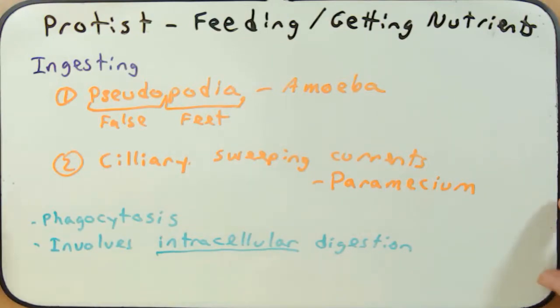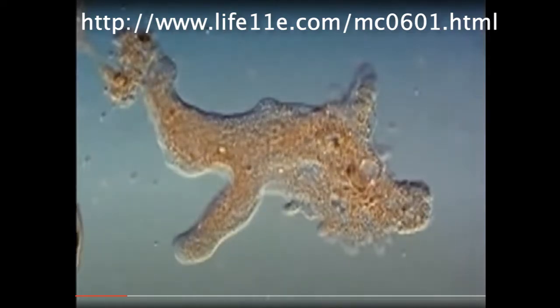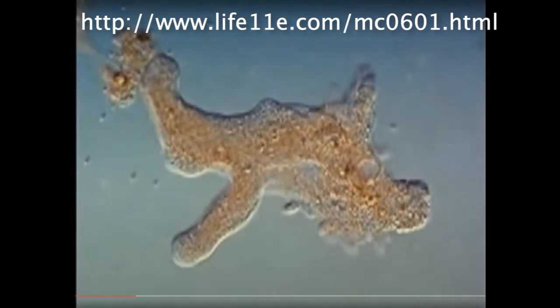All right, I'd like to show a couple videos showing how phagocytosis occurs using these pseudopodia or by using these ciliary sweeping currents. So let's go to the video. Okay, so in this video, you see this very large amoeba here in the middle.